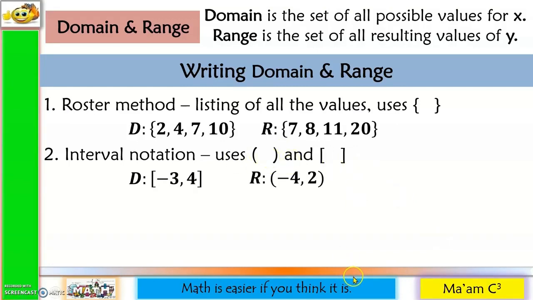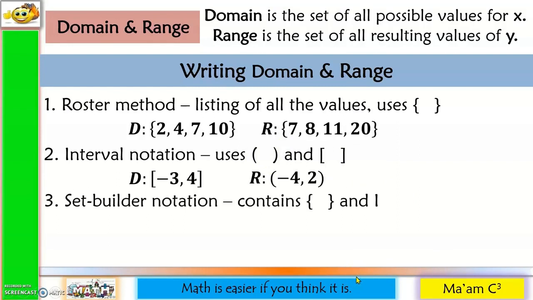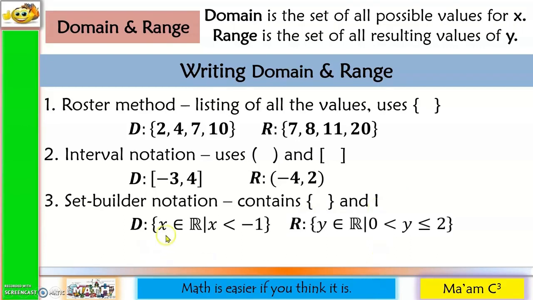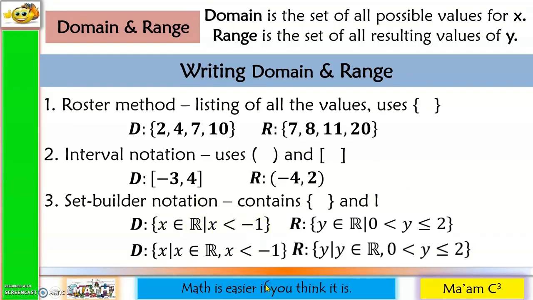And the third one is set builder notation. It uses braces and a vertical line. Here are examples. This is read as x is an element of real number such that x is less than -1. Others write in this manner: x such that x is an element of real number where x is less than -1. Either of the two is correct.